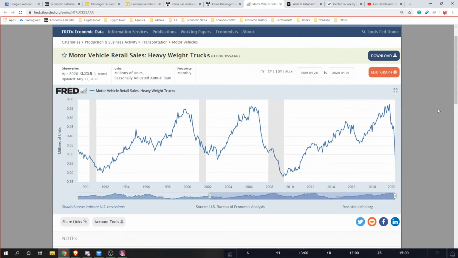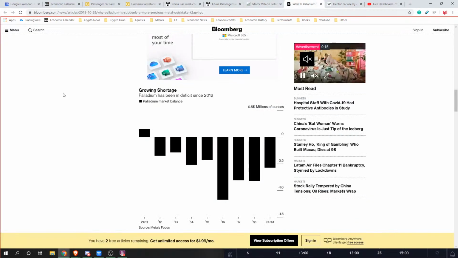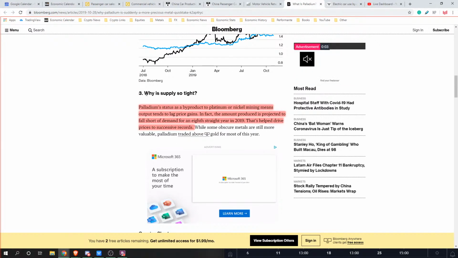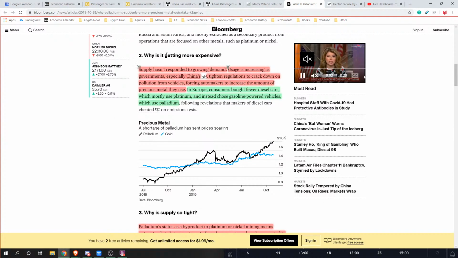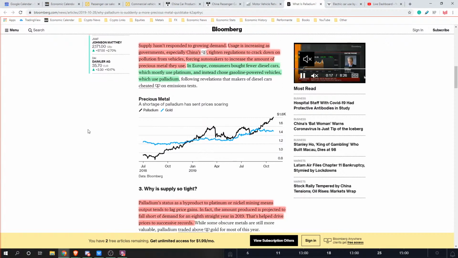All right, now this I think is a really important chart, but I think what's even more important is this. This is going to show you on a chart the deficit of the supply of palladium since 2011, and we can see why the supply is so tight, and we can see it's even outbeating gold. And let's just quickly read about this. Why is palladium getting more expensive? Supply hasn't responded to growing demand. Usage is increasing as governments, especially China, tighten regulations to crack down on pollution from vehicles, forcing automakers to increase the amount of precious metals they use. In Europe, consumers bought fewer diesel cars, which mostly use platinum, and instead chose gasoline-powered vehicles, which use palladium.